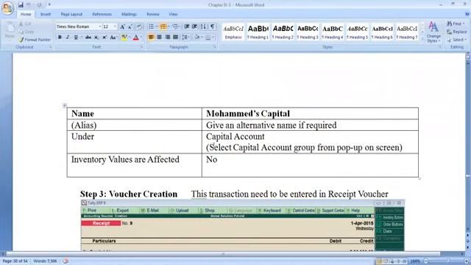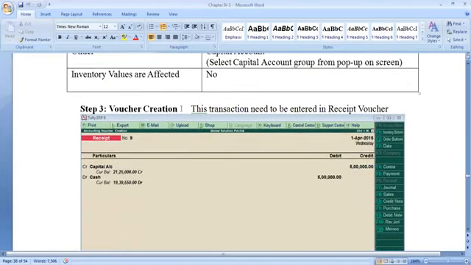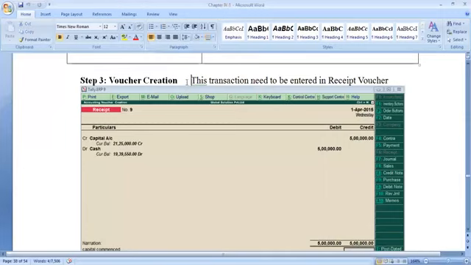Capital falls under the group capital account. Inventory values affected? No. Because if you are maintaining the stock information, then this is going to come into picture. Until unless the company is maintaining the stock information, this information is not going to appear. Fine. So next is the voucher creation.